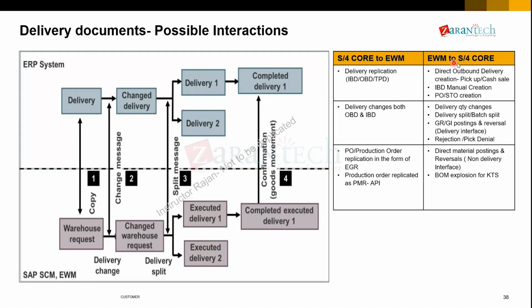And when it comes to EWM to the S4 core: delivery quantity changes, delivery split, batch split, and then the main one is the GR and GI, goods receipt and goods issue postings. Rejection: in the case of inbound, we reject the delivery. In the case of outbound, we say a pick denial.